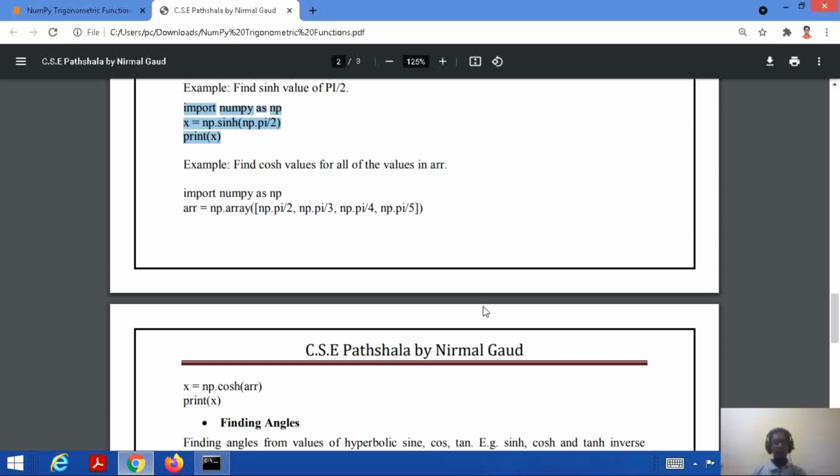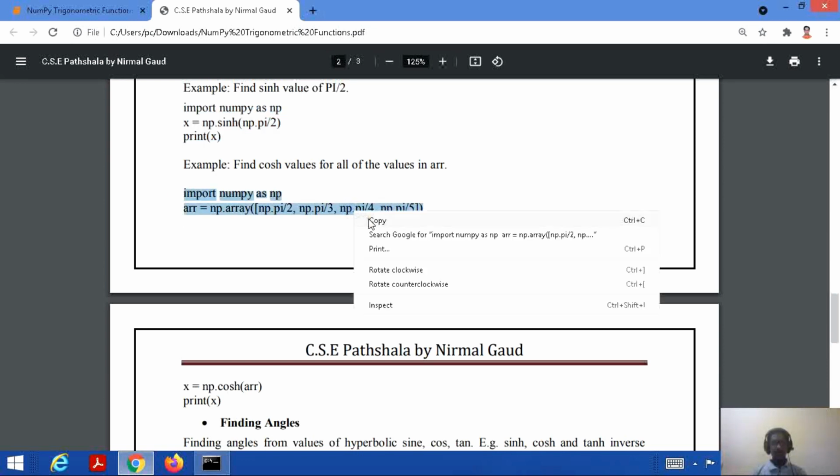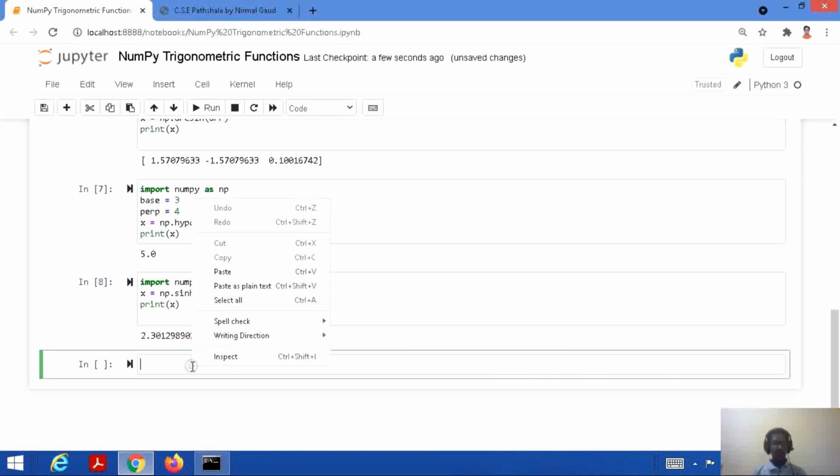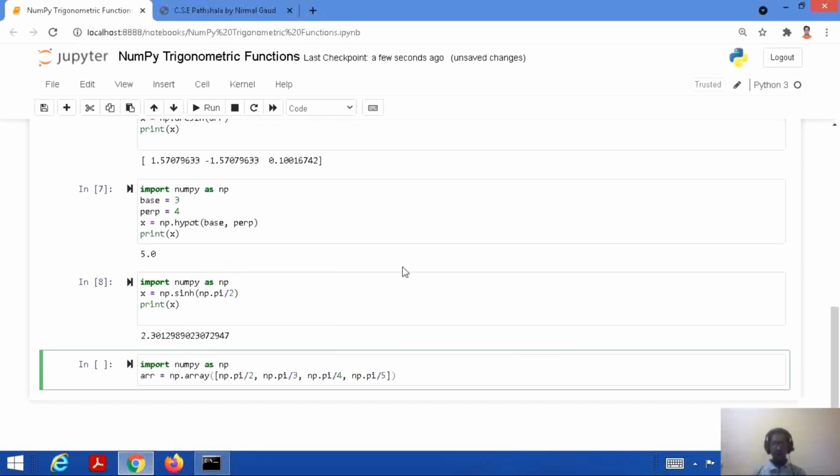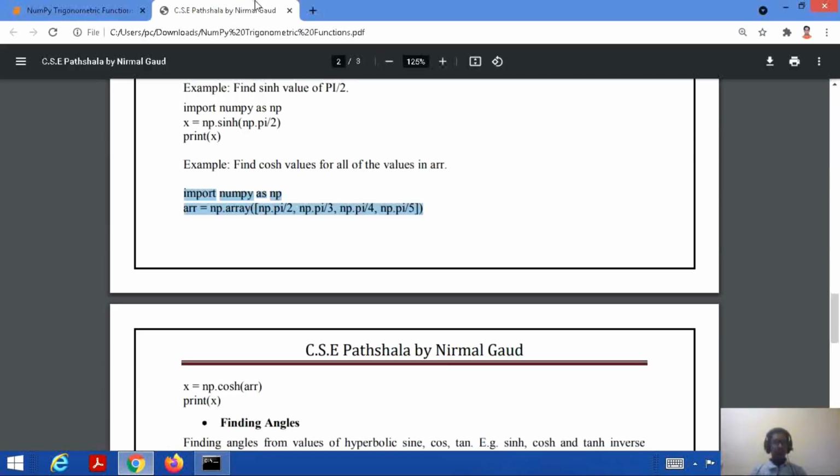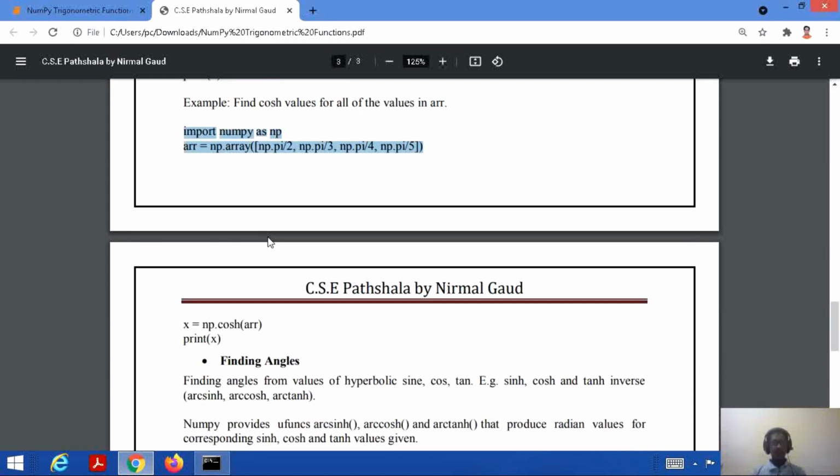Now similarly, if we want to calculate the values for all the values in an array, let's this time consider the cos hyperbolic. Okay, and we will just implement a code. Okay, so here it is. We are considering an array of radians here, and then we are calculating the cos hyperbolic value of it.